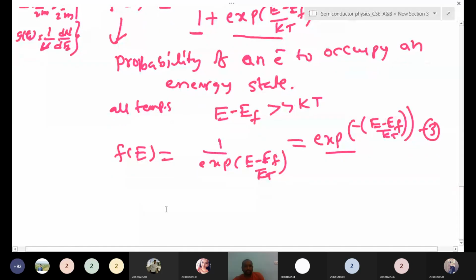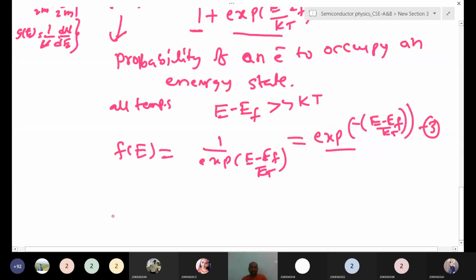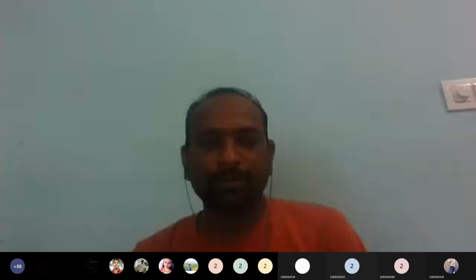N is the density of electrons. We are going to write N is equal to the integral with lower limit EC and upper limit infinity, with the Fermi-Dirac distribution function. You just have to substitute these values, and once you substitute, you do the integration. Just integrate it, then you will get the complete answer.